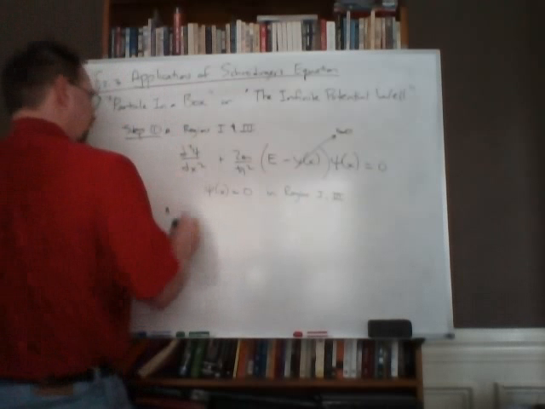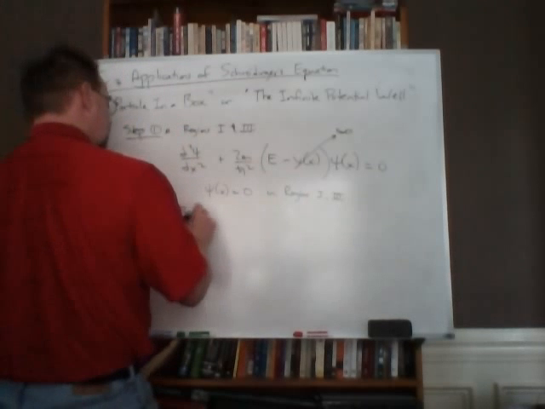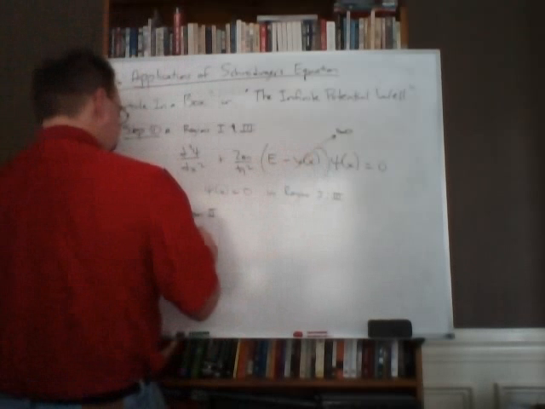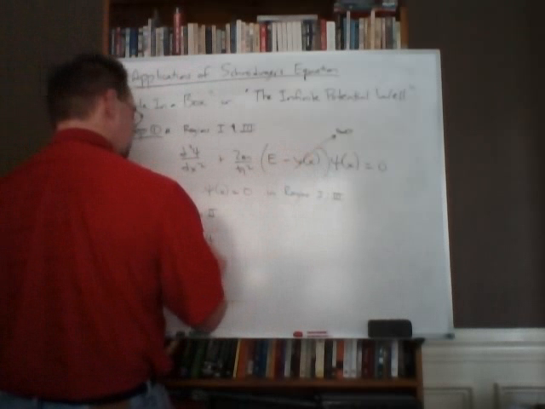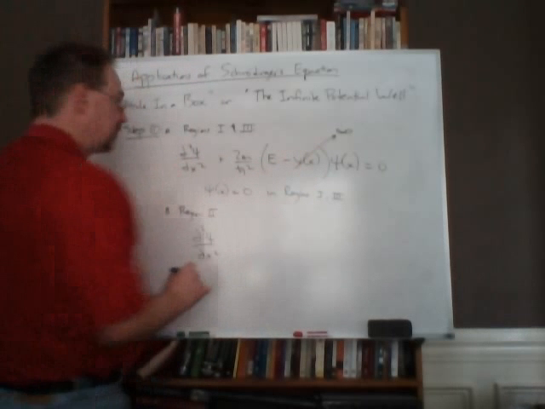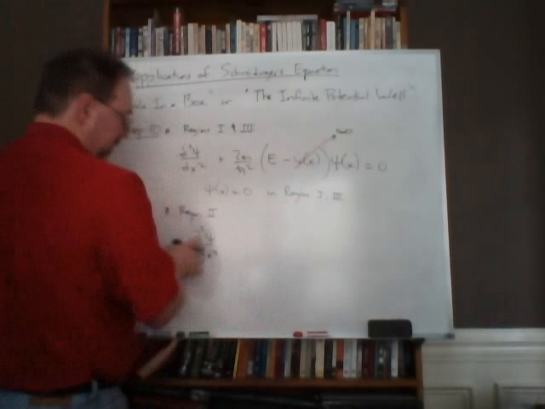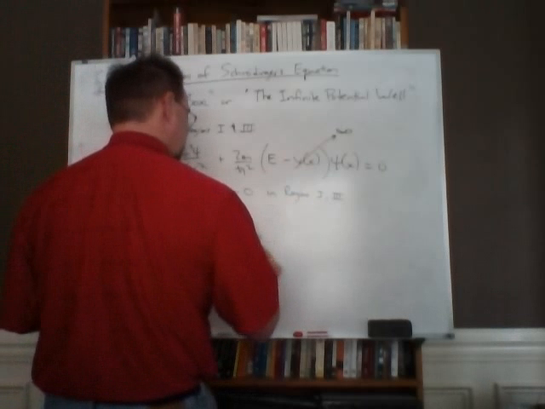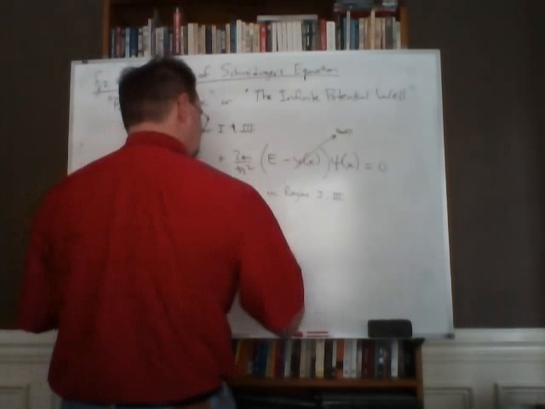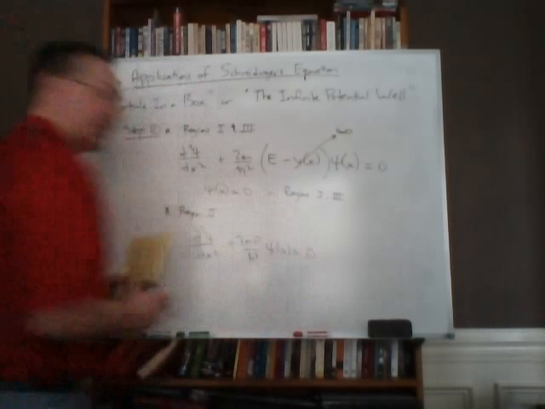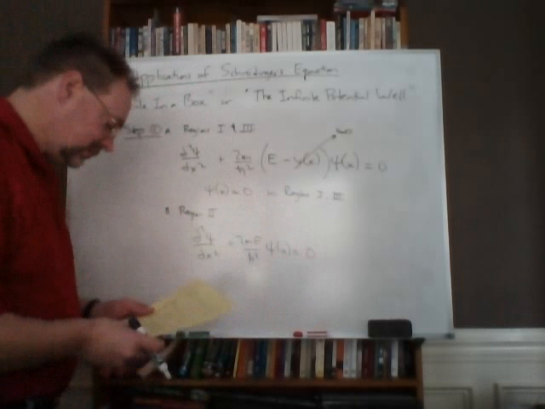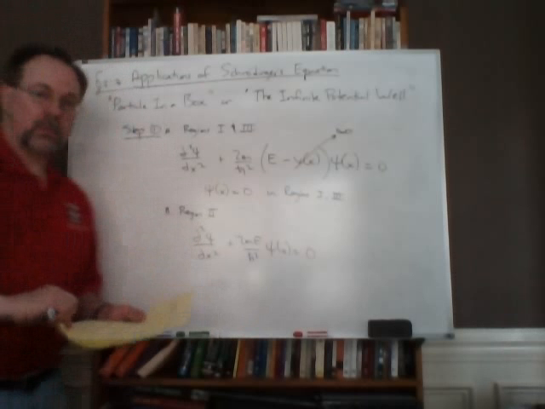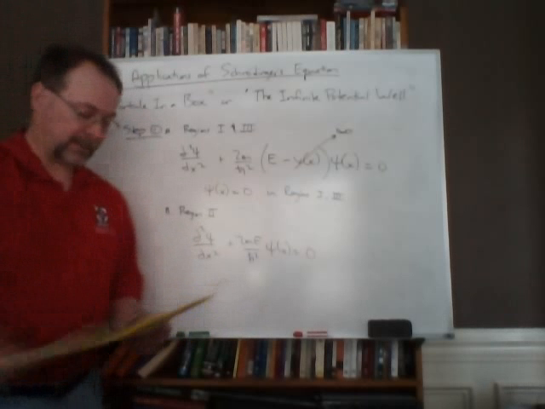Part B of step number 1, in region 2, V is 0. And so Schrödinger's equation, we've actually seen this before with the free particle: the second derivative of psi with respect to x plus 2mE over h bar squared times psi of x equals 0. This is exactly what we saw with a free particle. Now, we do have different boundary conditions in this case.